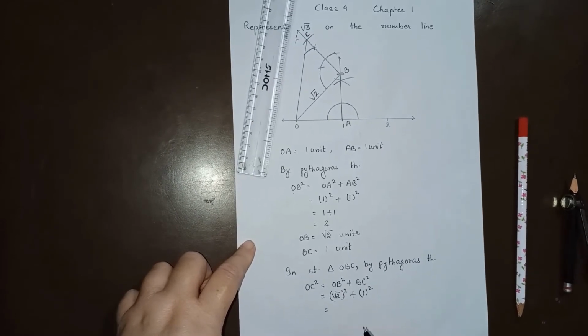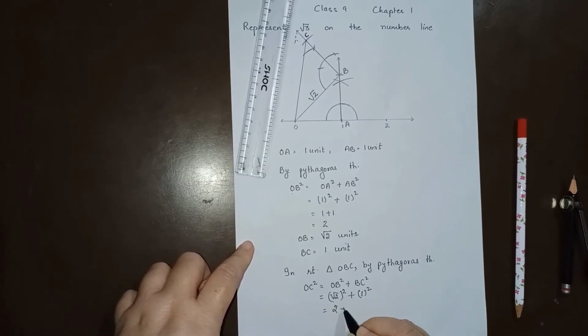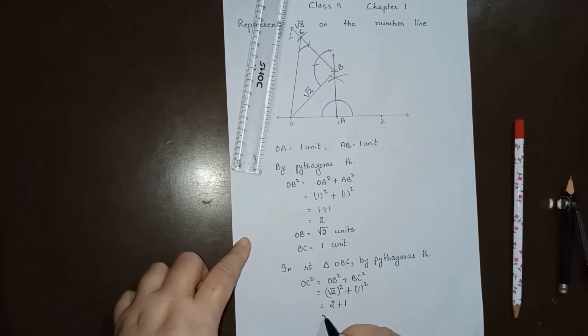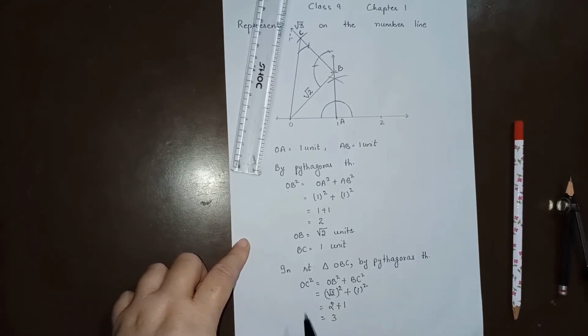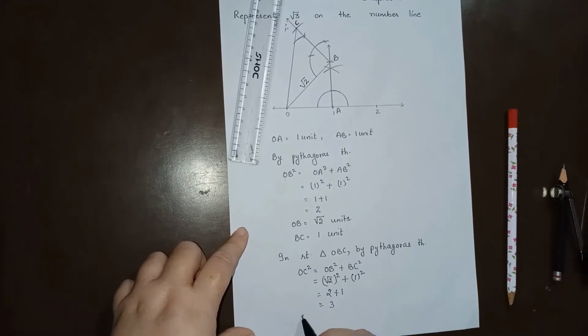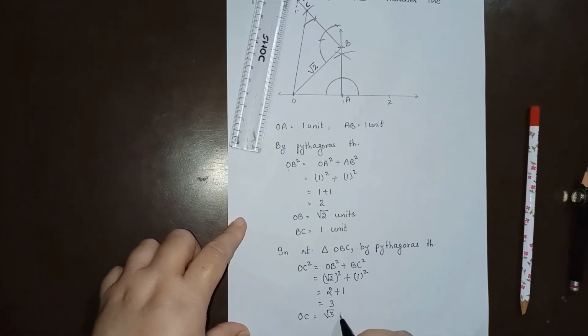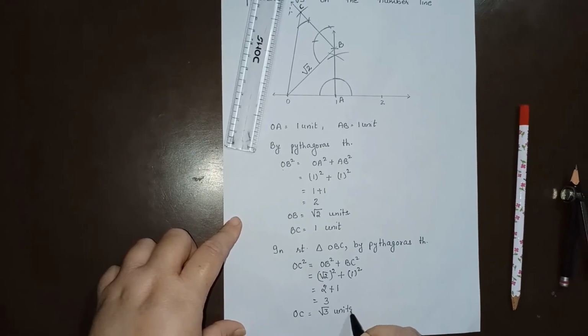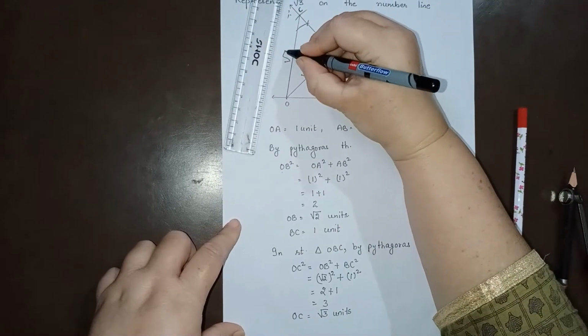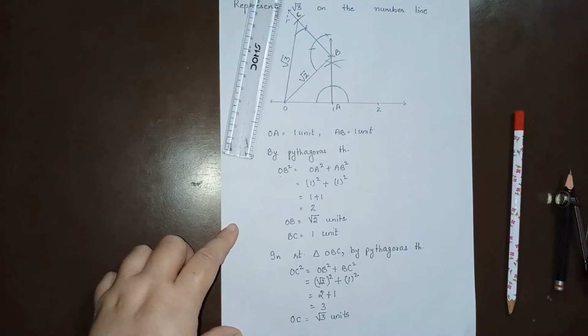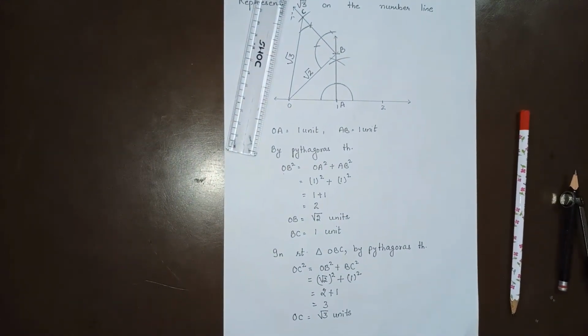Now square root of 2 squared is 2. This is 1. So this will be 3. OC square is 3. So OC will be square root of 3 units. See, this is square root of 3. But we have to represent this on a number line.